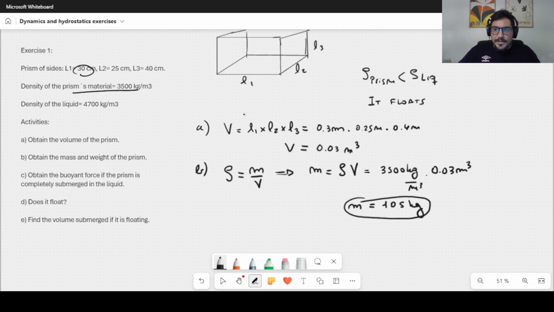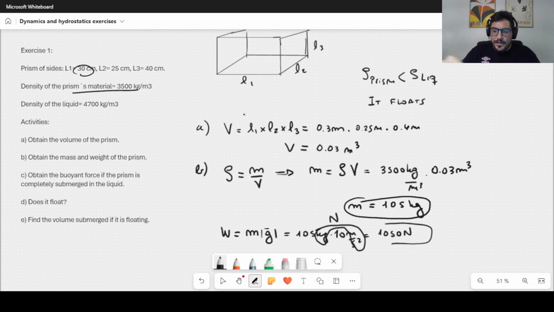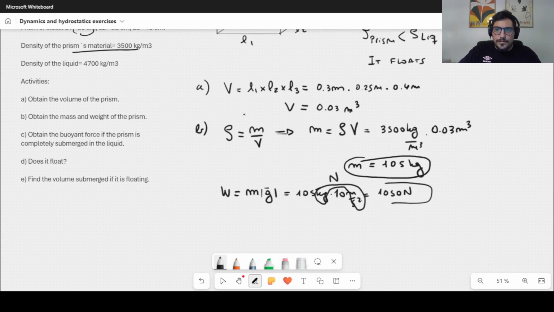Okay, that's the answer of the first part of the second item. Mass is the amount of matter. Now in physics, weight, what is the weight? It's the gravitational force on this object, obtained as mass times the absolute value of gravity. We can round gravity to 10 meters per second squared, and in this case 105 kilograms times 10 meters per second squared, we have a force of 1050 Newtons. Remember that kilograms meter per second squared is Newton, the unit Newton. Well, that's the second answer, and that's important to decide if this object is going to float or not.